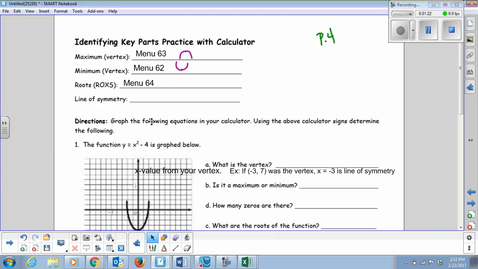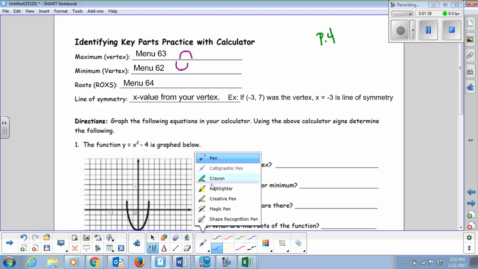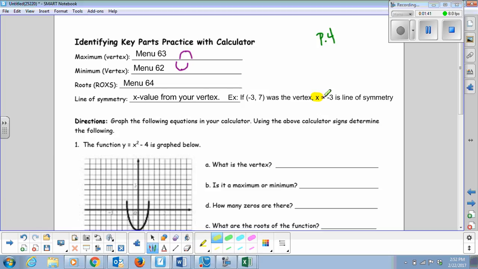The line of symmetry is just the x value from whatever you get from your vertex. So for example, if -3,7 was the point you got for your vertex, then x equals -3 is the line of symmetry. So all I'm doing is looking for that x value, and that tells me what line cuts my graph in half.